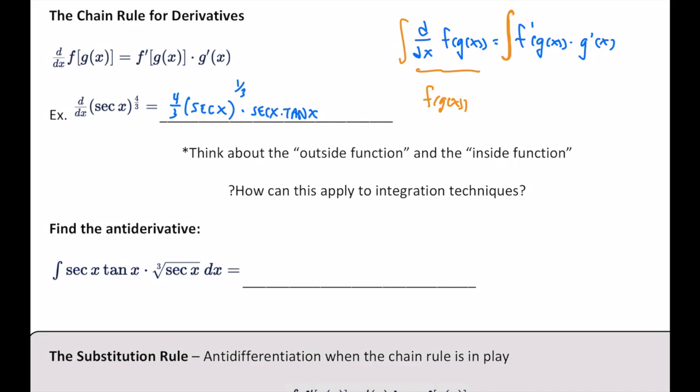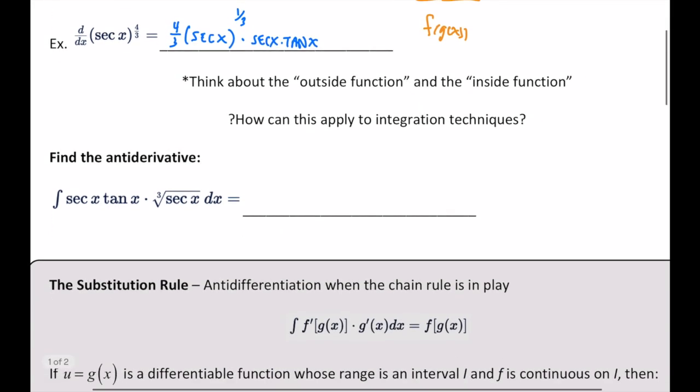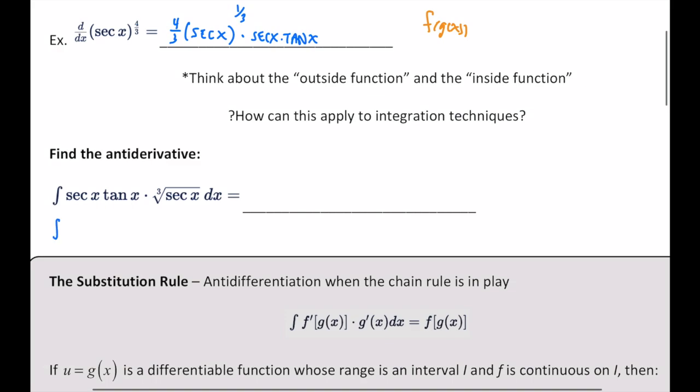How do we look for that? Let's take a look at this example down below. Find the antiderivative. Very similarly, I have secant x times tangent x times the cubed root of secant of x. We can rewrite that as secant of x raised to the 1/3 power multiplied by secant x tan x dx. I wrote it that way so that we can very clearly visualize.